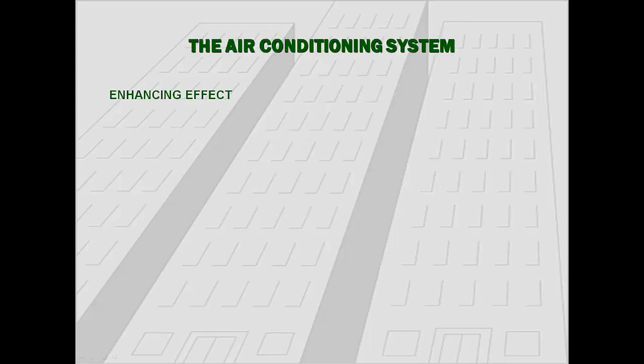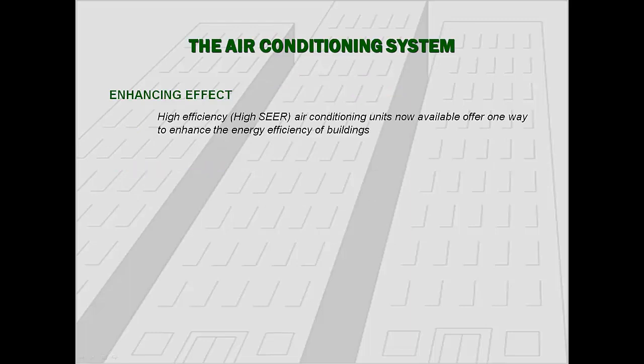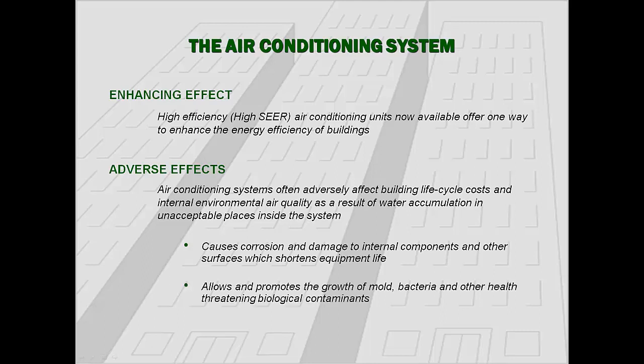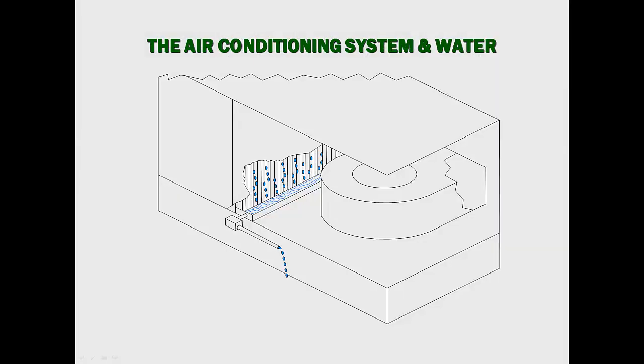The air conditioning system can have both enhancing and adverse effects. High-efficiency, high-SEER air conditioning units now available offer one way to enhance the energy efficiency of buildings. On the other hand, air conditioning systems often adversely affect building life cycle cost and internal environmental air quality as a result of water accumulation in unacceptable places inside the system, where it causes corrosion and damage to internal components and other surfaces, which shortens equipment life and allows and promotes the growth of mold, bacteria, and other health-threatening biological contaminants. In the air conditioning system, the only acceptable places for water are the cooling coil, condensate drain pan, and the drain system. All other places are unacceptable.